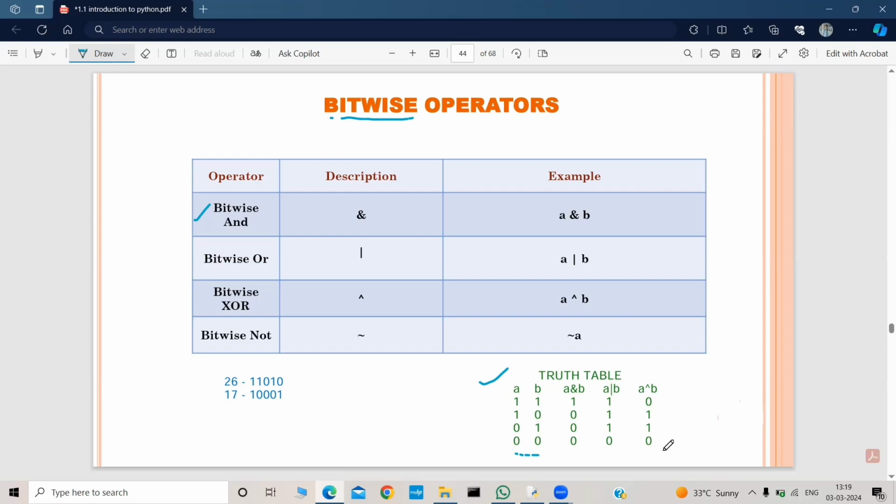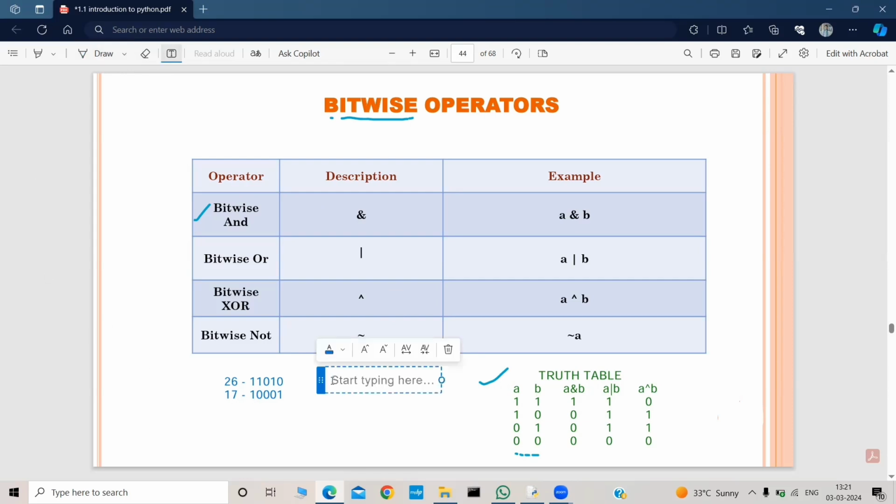In this way, we will compute A and B, A or B, A XOR B, and those are the rules for A and B, A or B, A XOR B. Now, we need to compute bitwise A and B, A or B, A XOR B on this 26 and 17 binary representation.